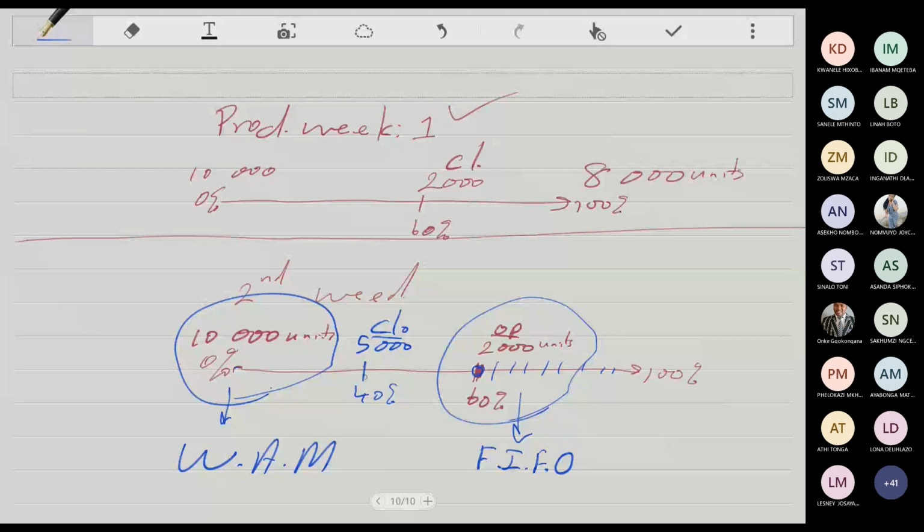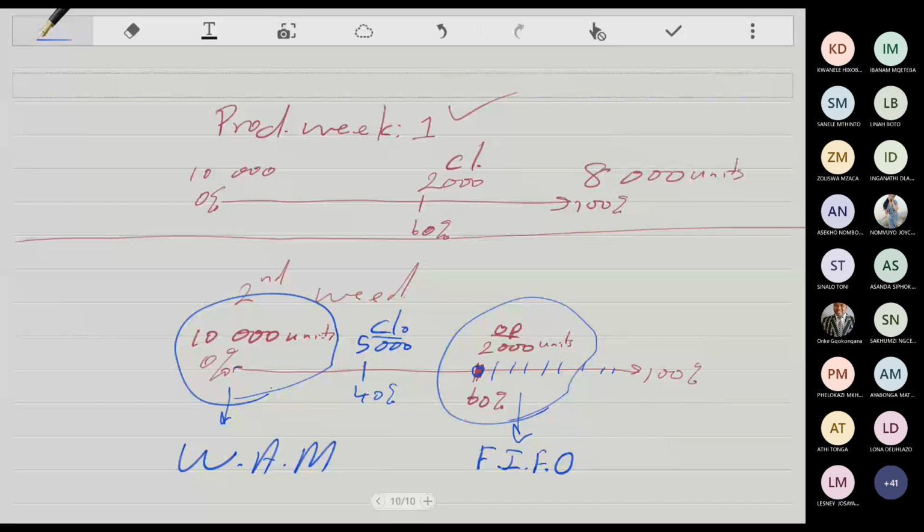Yes, I can see there's a hand, Kwanele. Yes, I wanted to ask, if you don't mind, can you please repeat the weighted average method, how they do it from the 10,000 units until they reach 60%?